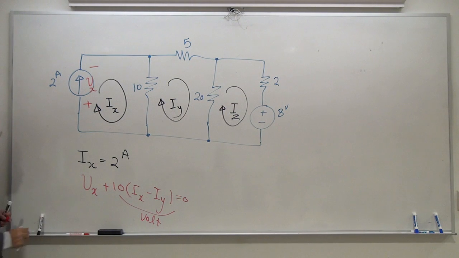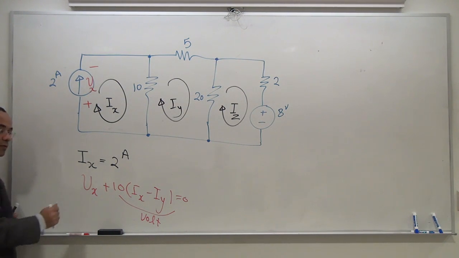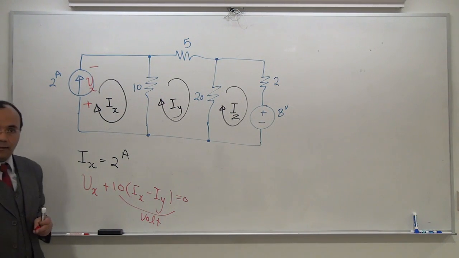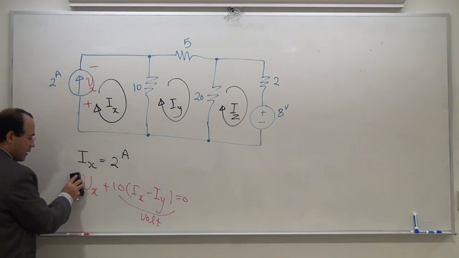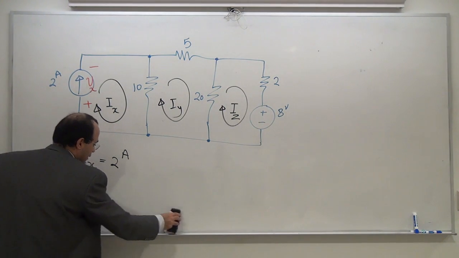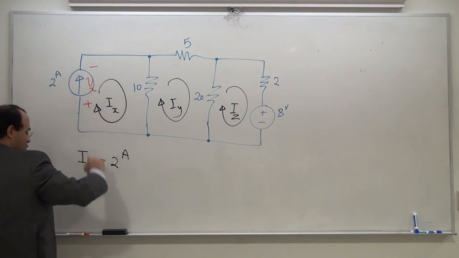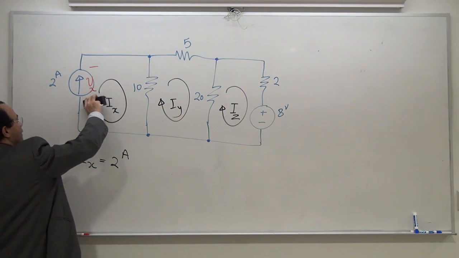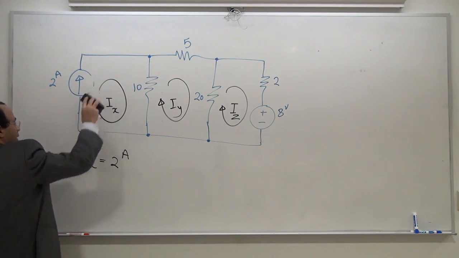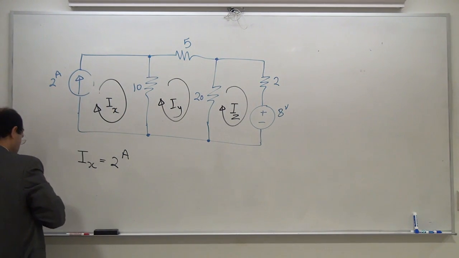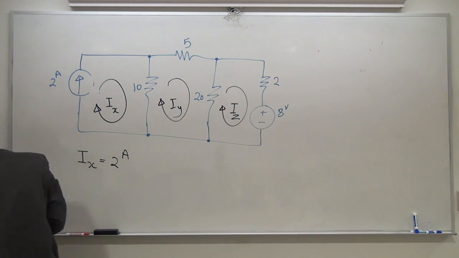But why do you want to introduce Vx if you don't want to? If you don't want to know this, you don't have to. If you want to write it, yes you can. Do you have to write it? No. That's why we recommend at this stage, when the current of the loop is known, try to avoid as much as possible writing the KVL for that loop. So let's see.